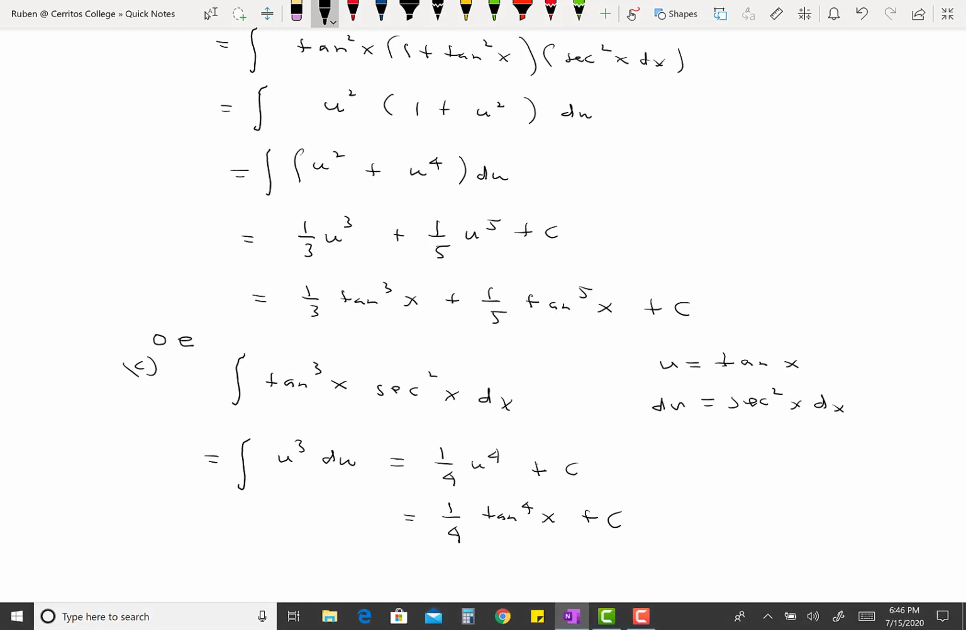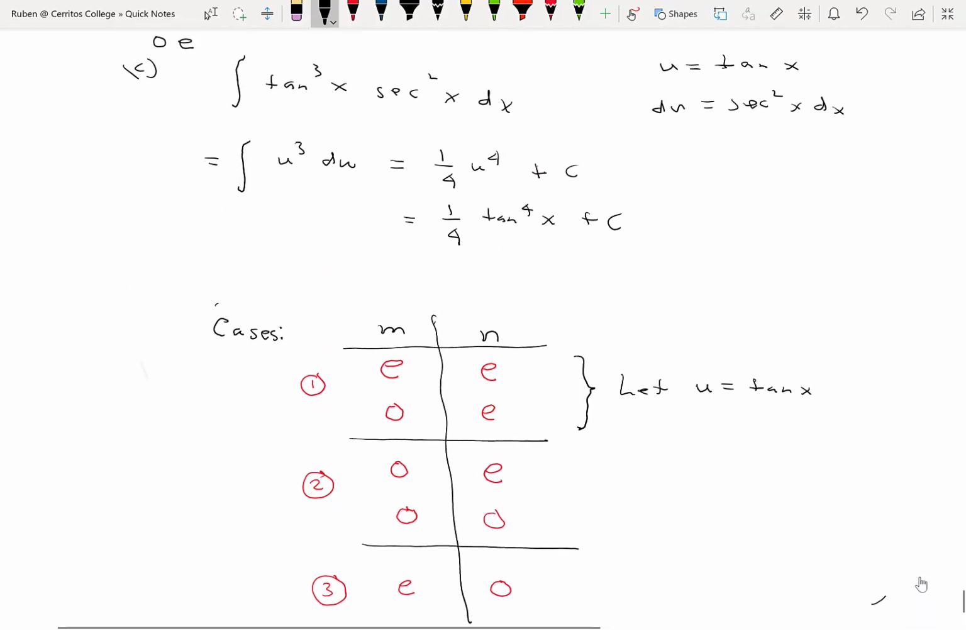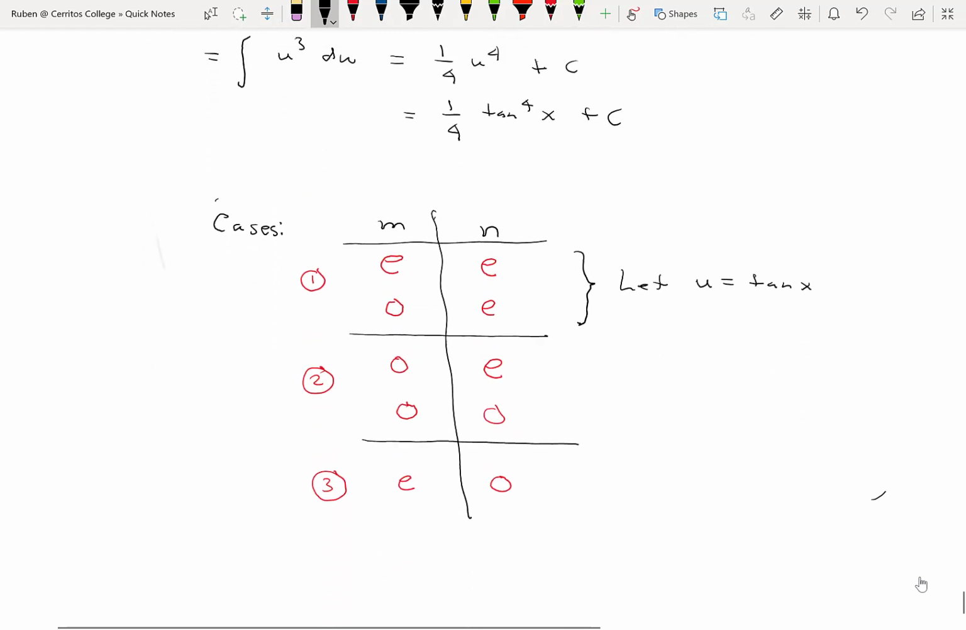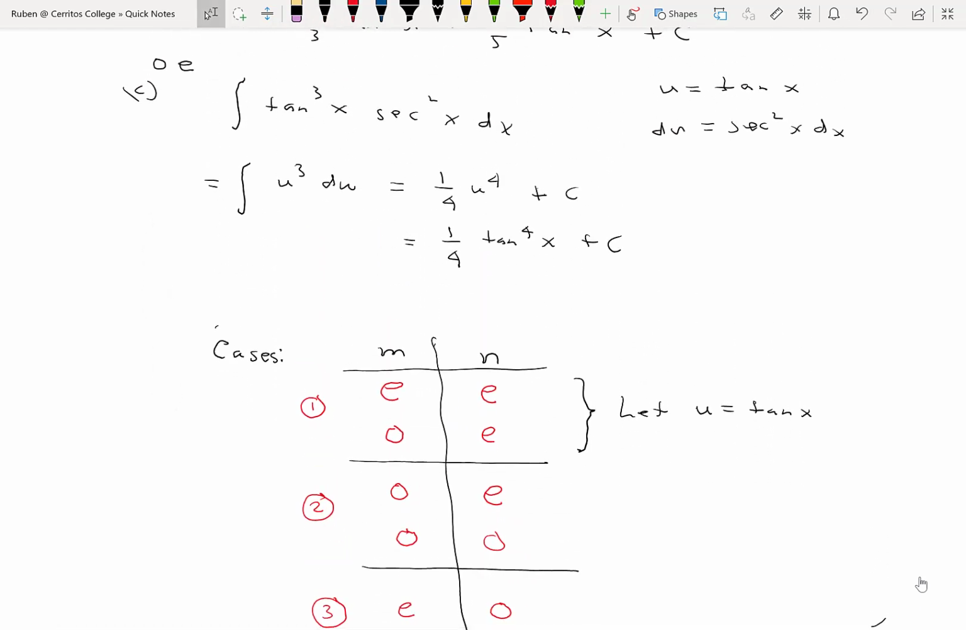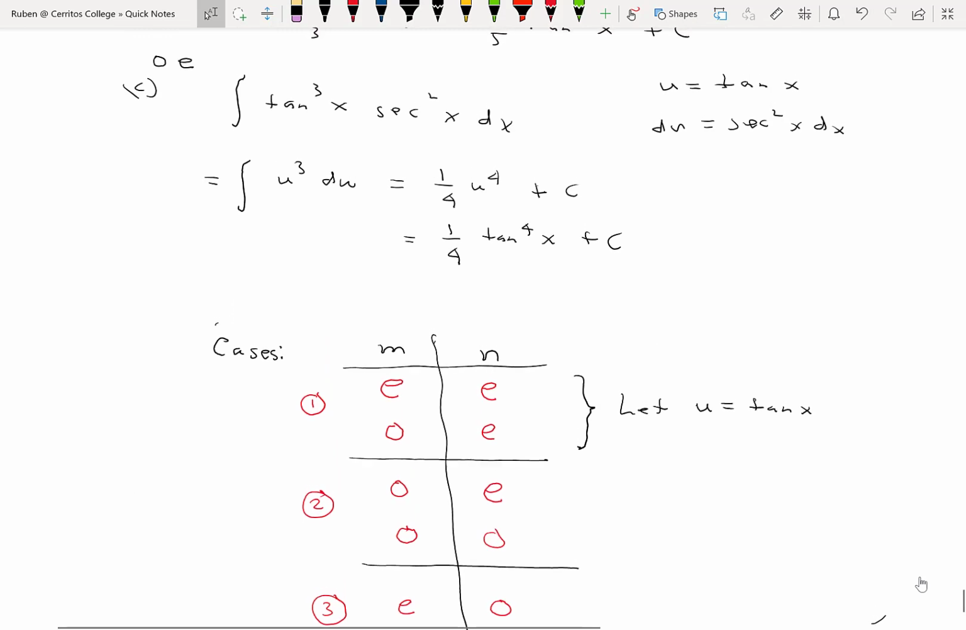Okay, so let's take a look at our next problem. What I did first, though, is I moved our chart down a little bit so we can refer to it again. What I'd like to do is consider case 2. Case 1 was the power of secant n was even. Now let's take a look where the power m of tangent is odd. And notice there's overlap. So I want to consider an overlap case.